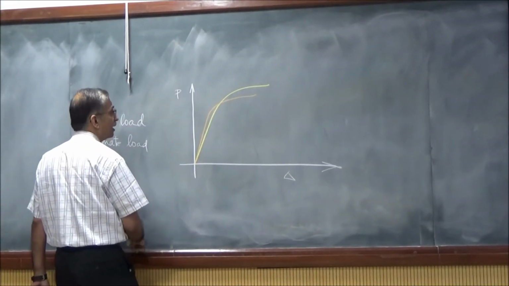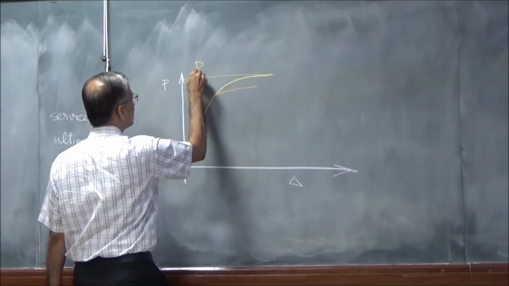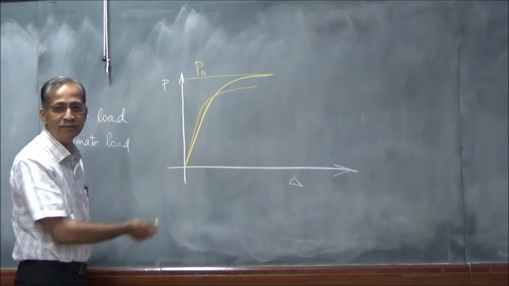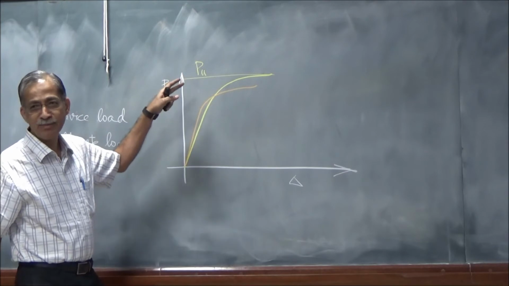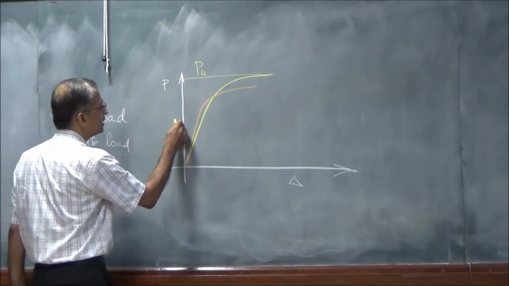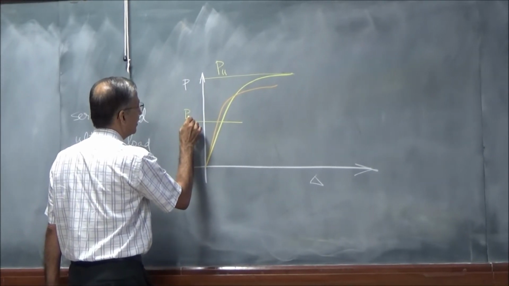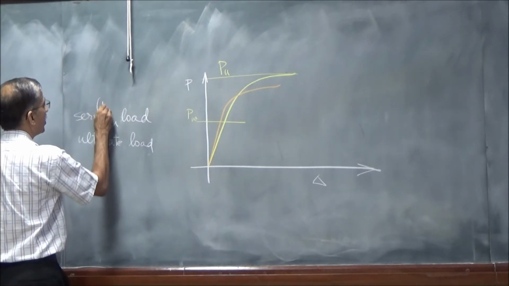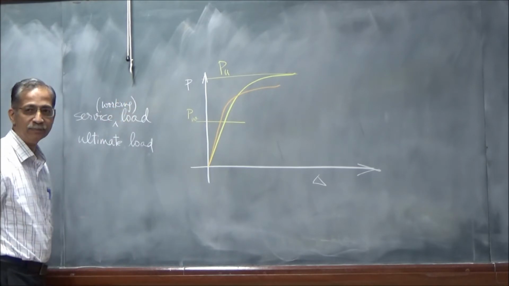If I take the yellow line, this is ultimate. Service is much lower because this is an extreme load. It's an extreme load and the element or structure is going to collapse at that load. Whereas service loads are usually somewhere here. You should call it W. So service, or sometimes we say work. You get it?